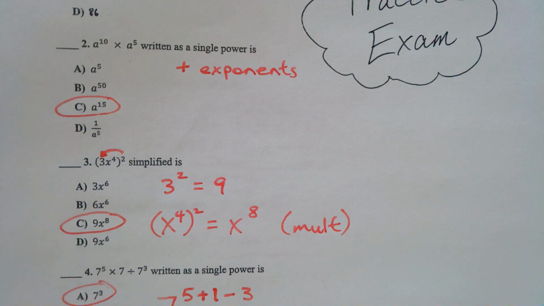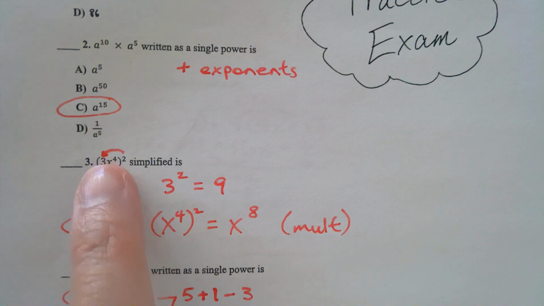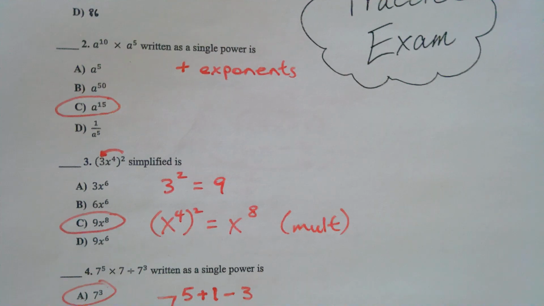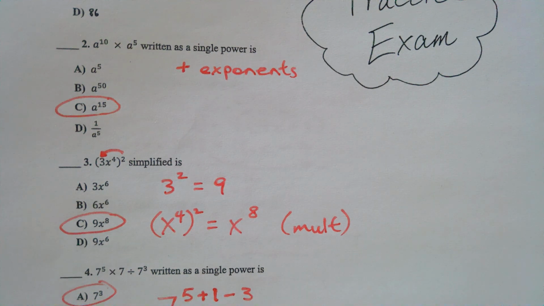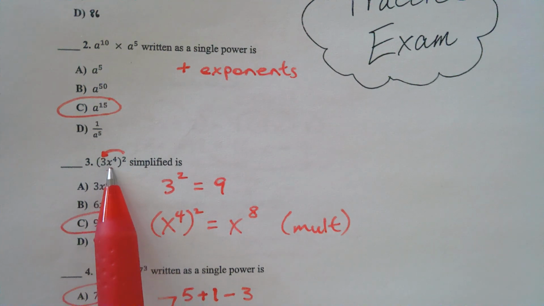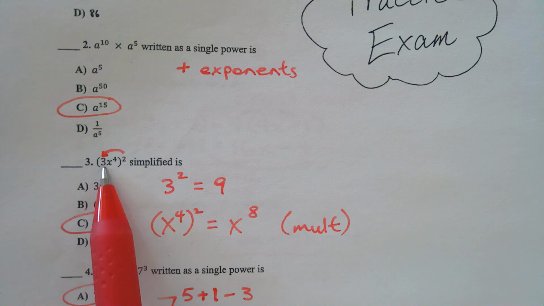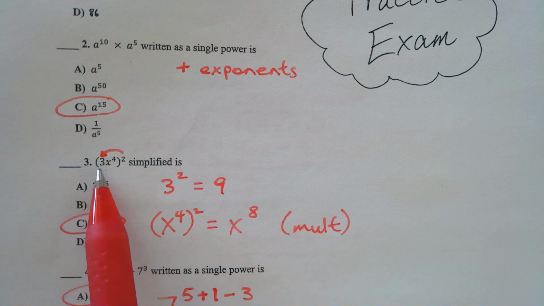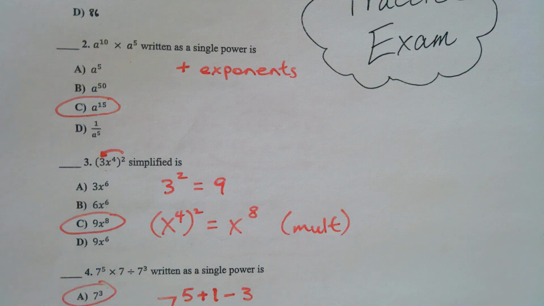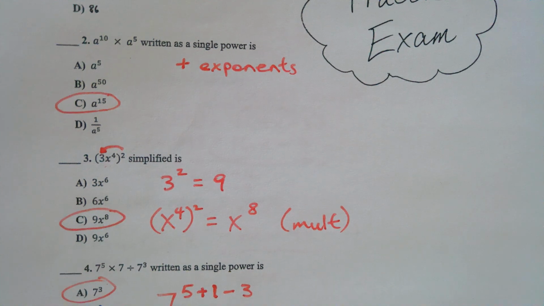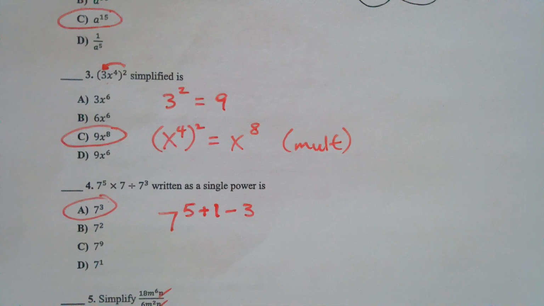Number 3. Okay, be very careful right here. A lot of people do miss it. They put 3x8 rather than 9x8 because the 3 is inside the bracket. So you have to make sure you square the coefficient as well. Okay, so your answer for number 3 is C.